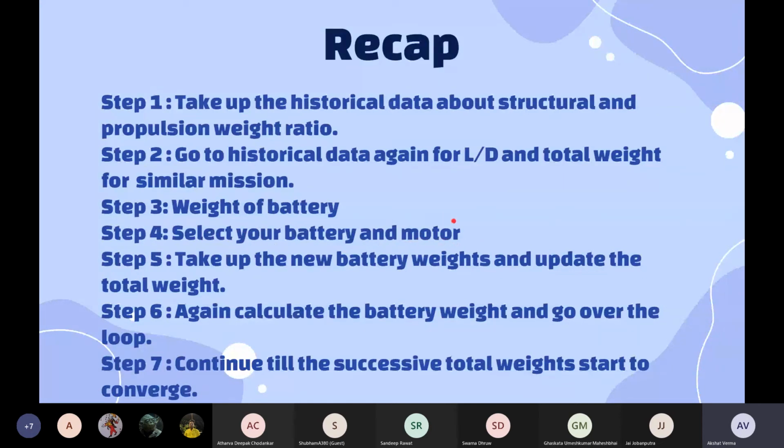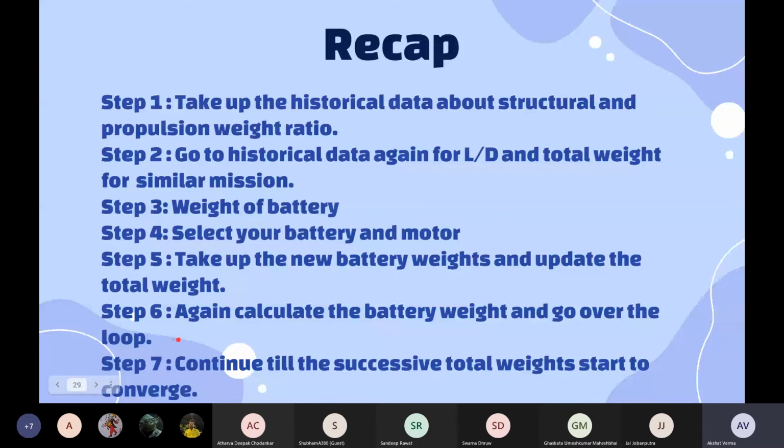The motor we choose, as I discussed, upon considering the throttle percentage, the thrust to weight ratio, those things. Then we take the new battery weights and update the total weight as we just did in the previous example. We again calculate the battery weight depending on the new total weight which we have got, and go over the loop again and again.